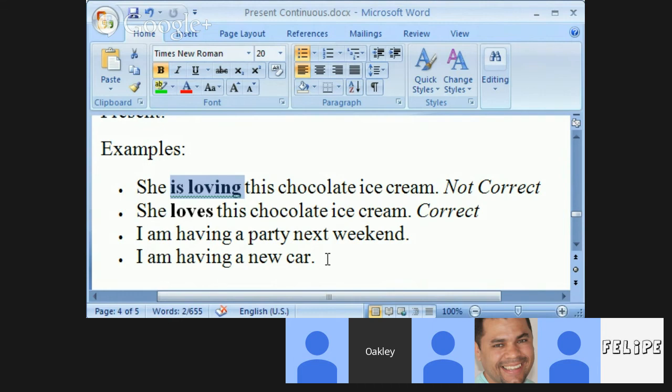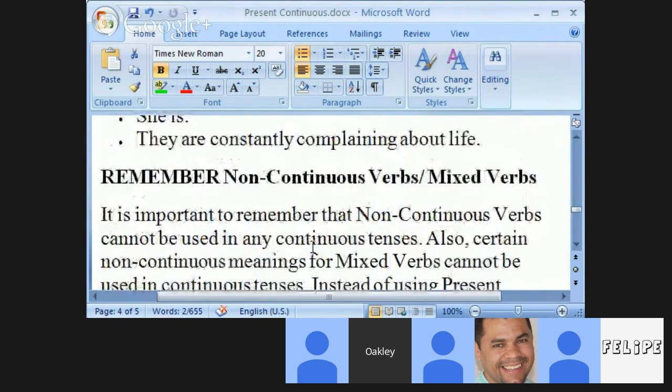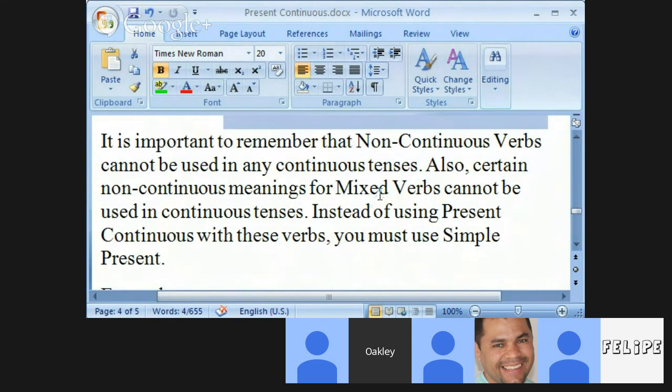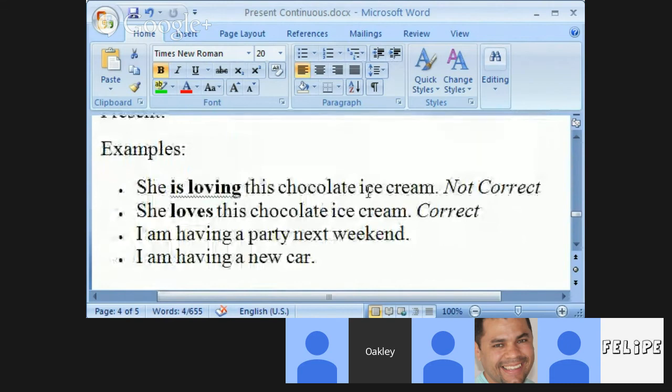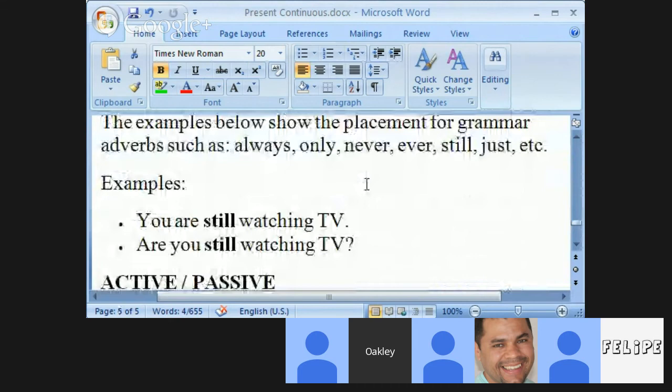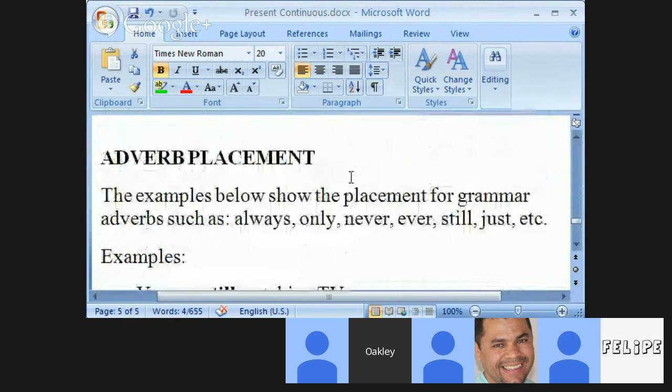So you have to be careful about using non-continuous verbs or mixed verbs. Is it an actual action? Then you bet, of course it can. Actions can show duration, continuity. So of course it can be a continuous verb. If it's just the way something is, then no. We've already looked at adverb placement when we looked at always and completely.